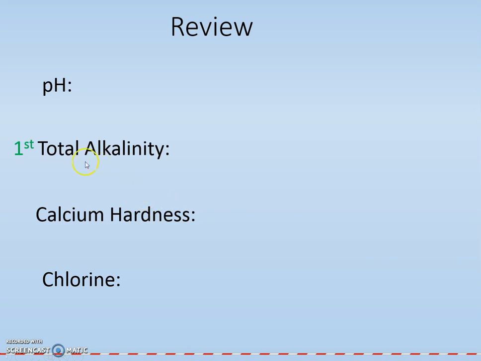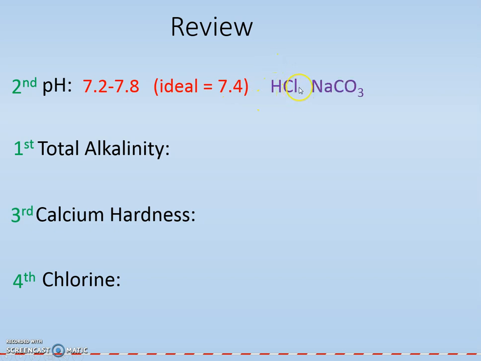When you first get water that you're going to treat, we want to adjust the total alkalinity. Then we want to adjust the pH, then the calcium hardness, and lastly the chlorine. So it's important to do it in this order. When you're starting off with a pool for the first time, adjust total alkalinity, pH, calcium hardness, and then chlorine last.